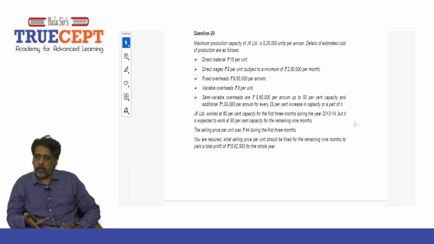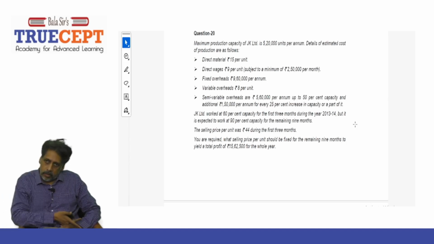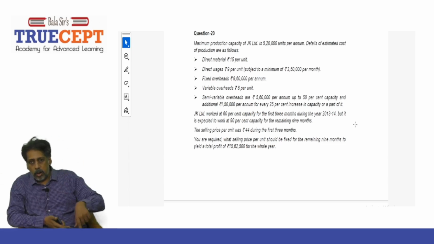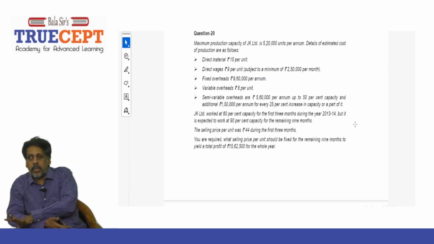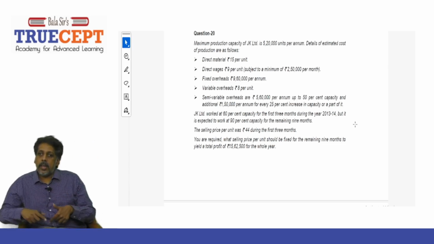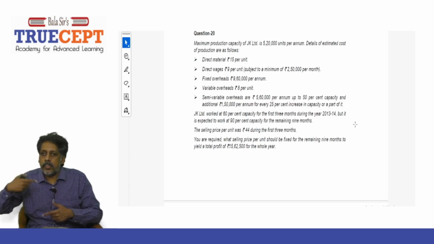You know what is the meaning? That means we are going to prepare a cost sheet for the first 3 months and also for the next 9 months. The question is, what should be the selling price for the next 9 months output? That means we are going to prepare a cost sheet on June 30th, with 3 months already over and 9 months yet to come. That is why you have to fix the price for the next 9 months.